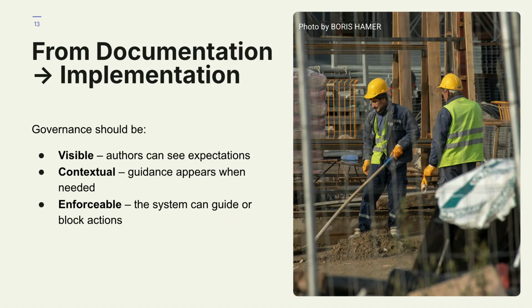So if we translate this into design principles, the way that I thought of it was governance should be visible, contextual, and enforceable. This means that it should be visible, so people can see the expectations as they're doing the work. Contextual means that the guidance appears when it's relevant. And enforceable means that whatever model you're subscribing to, your system can guide, warn, and block actions when necessary. And this is the basis of this idea of governance that you can see.